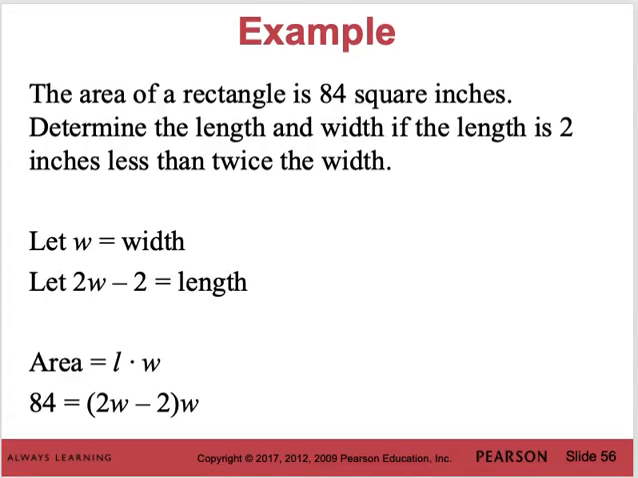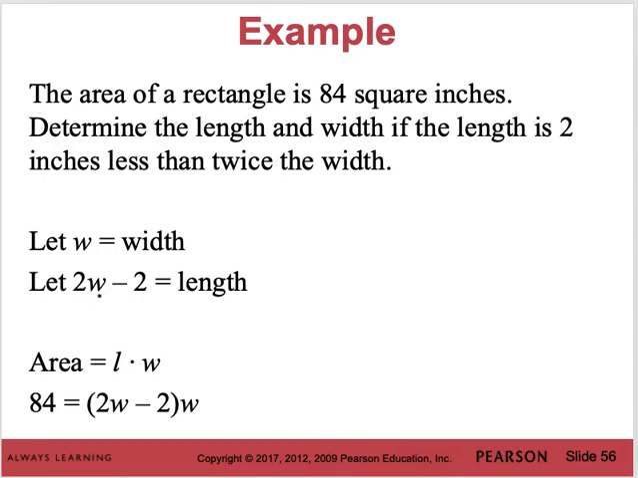So here's an example relating to a rectangle. The area of a rectangle is 84 square inches. Determine the length and width if the length is 2 inches less than twice the width. So let's make sense of this problem. Let W equal the width.